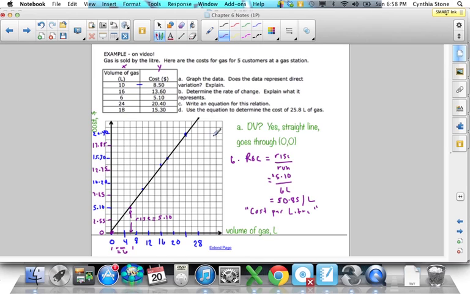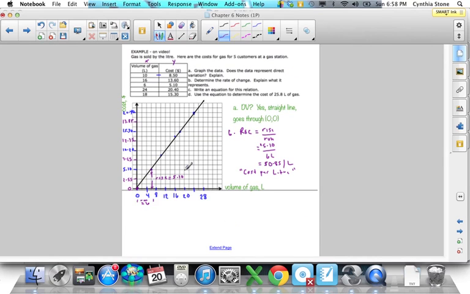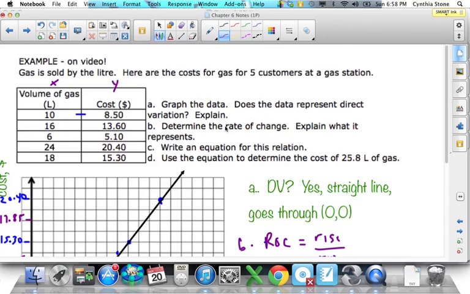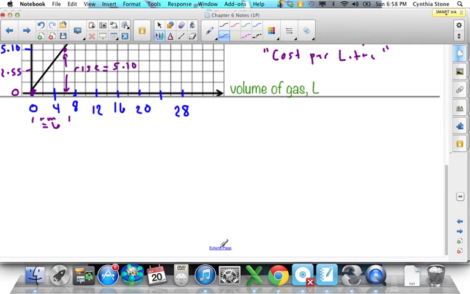So that's part B. C says write an equation. Now remember, we learned in the last video that the equation will be of the form y equals kx, right? Where y is whatever's on the y-axis, k is rate of change, and x is whatever's on the x-axis.